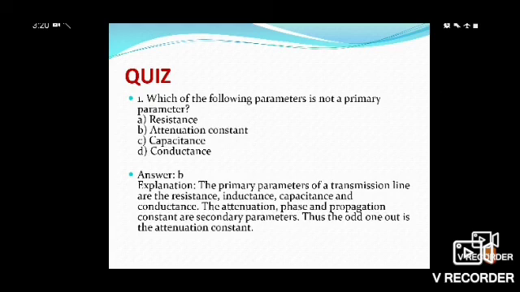That means resistance, capacitance, and conductance come under the primary parameters, and the phase, attenuation, and propagation constants come under the secondary parameters. This is about the transmission line.